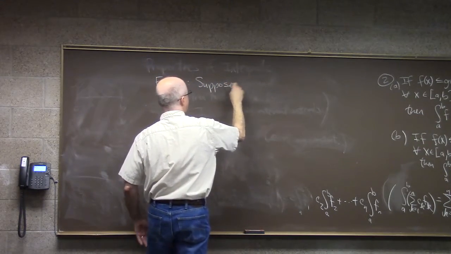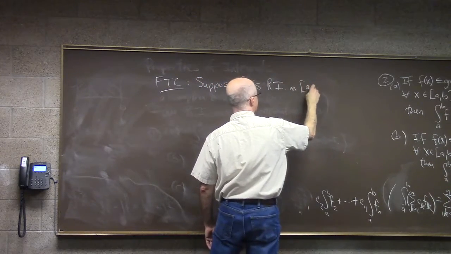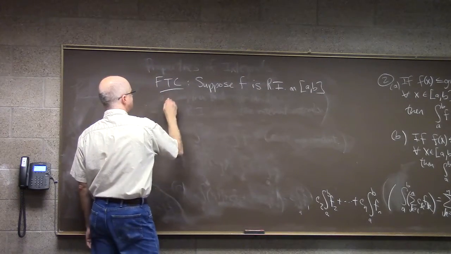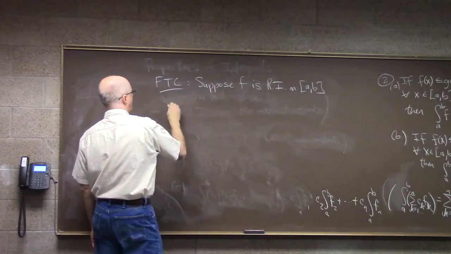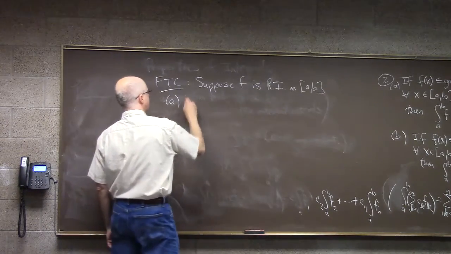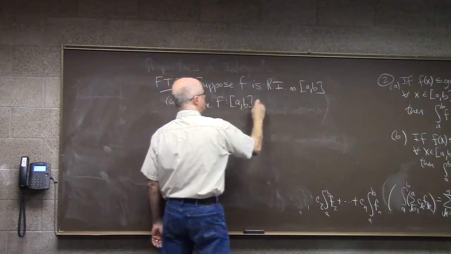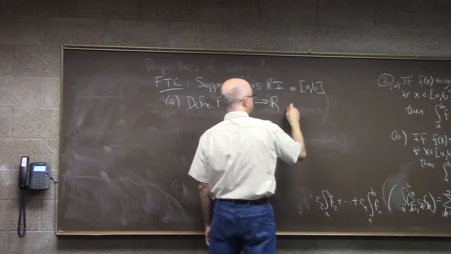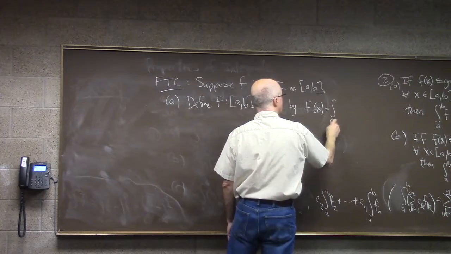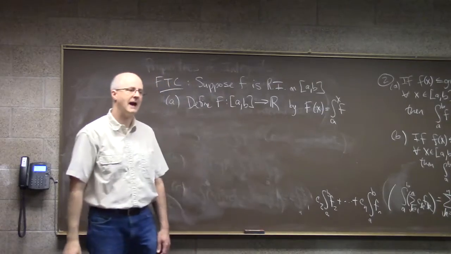Suppose you've got a function little f that's Riemann integrable on some closed interval, and, well, okay, in part 1, part A, we define this new function, capital F, by integrating little f over intervals of this form from a to x to find our different values of capital F of x.